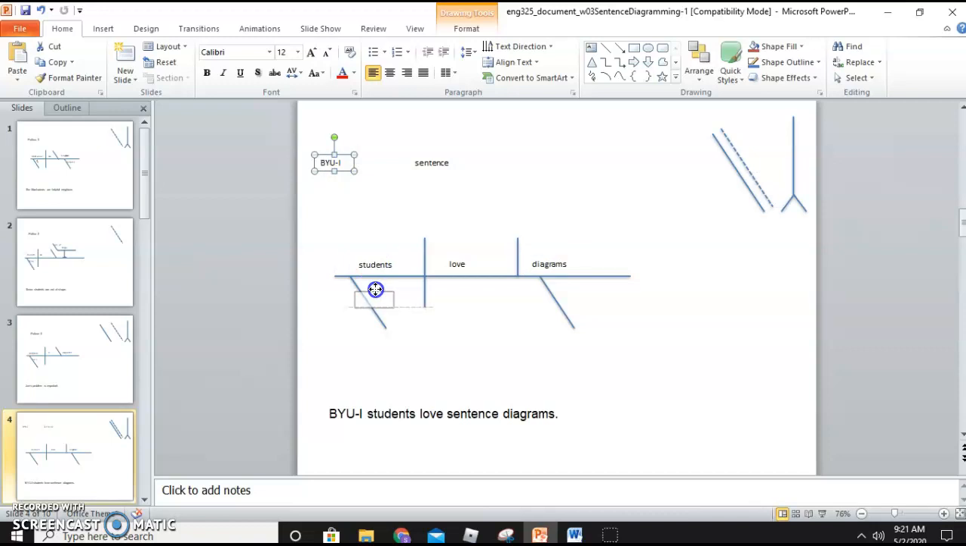So remember as you're going through here that words and their functions can change depending on the sentence. In this case, BYU Idaho is modifying students. And sentence is also a thing, but in this case, it's telling me what kind of diagrams we're doing. Okay, so, and then you would identify sentence patterns.